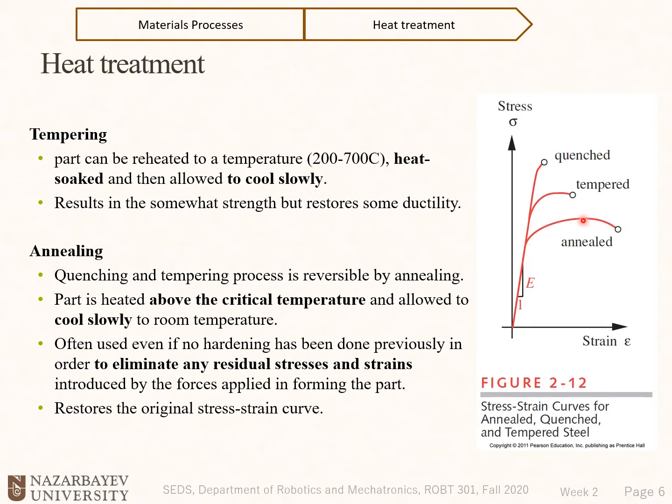So the annealed one, let's say this is a low carbon steel. The low carbon steel is a ductile material, but if we apply the tempering or quenching heat treatment processes on that low carbon steel, then we will end up having a different stress strain curve, with different yield strengths or ultimate strengths and different ductility and brittleness properties.